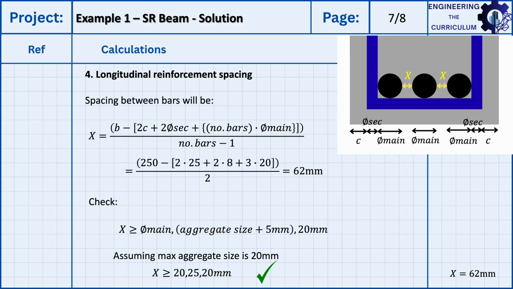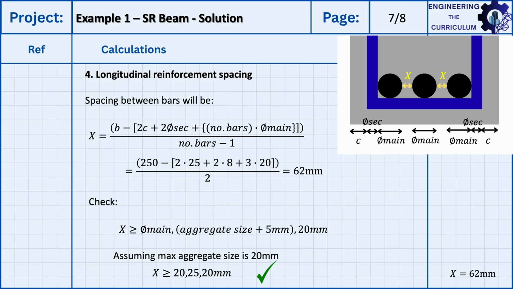Now that we have that, we do also need to check the spacing between bars. The spacing between bars is essentially the gaps in between the bars. We need to make sure that that's big enough to allow things like the flow of concrete when we're casting the concrete. The spacing between the bars is B, the breadth of the section, in our case 250, minus the cover from either side, so 2 times the cover, in our case 25, plus the secondary steel, so in our case 2 times 8, plus the number of bars times the diameter of the bars, so 3 times 20.